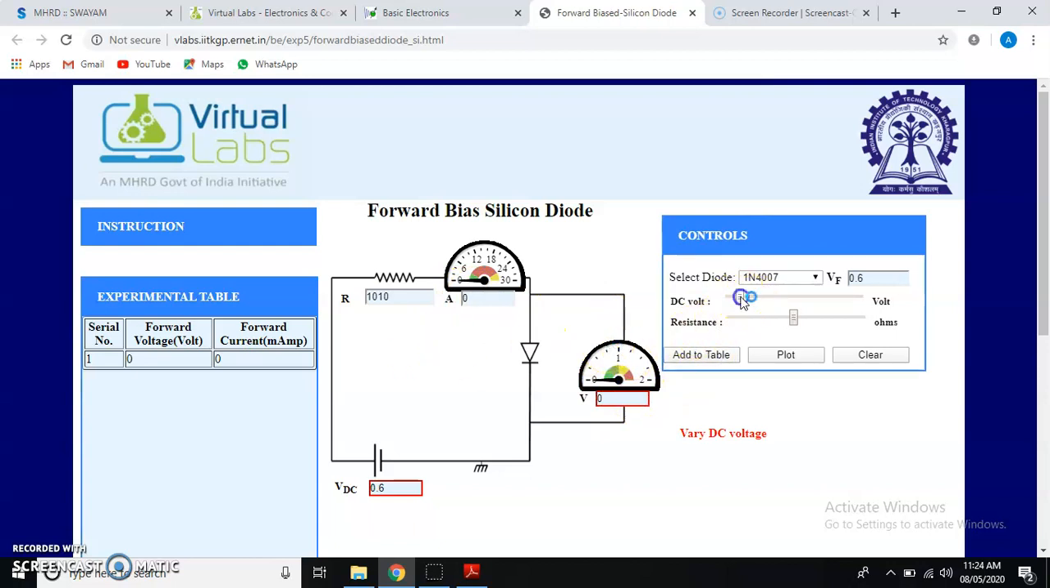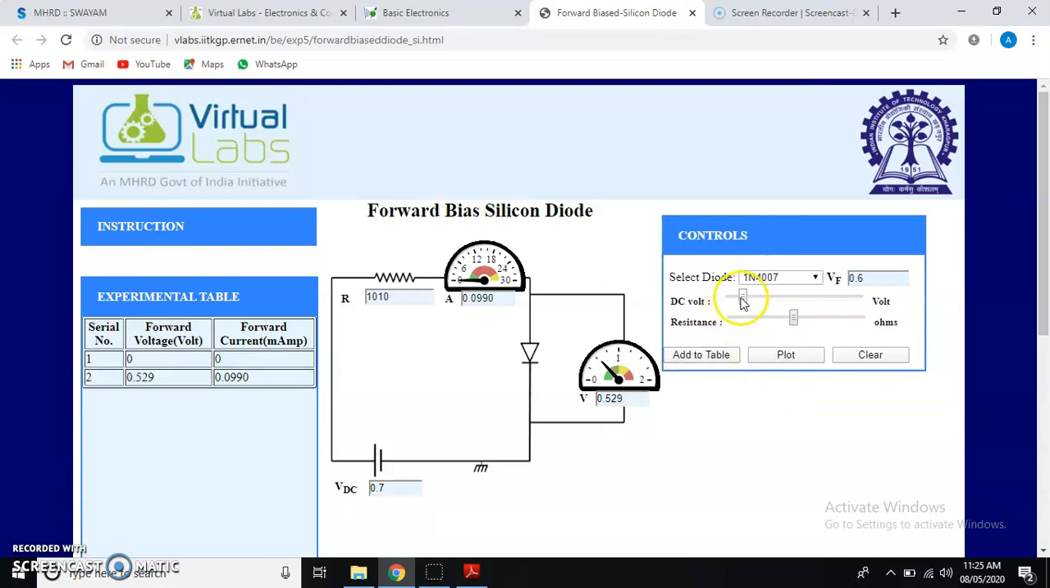Now let us keep the voltage to 0.7. Exactly, we'll adjust it to 0.7. Now see, at 0.7, what is it? The 0.7 external voltage applied is greater than its cut-in voltage, that is 0.6, and therefore now some current is flowing and there is a voltage across the diode. Let us add this reading into the table.